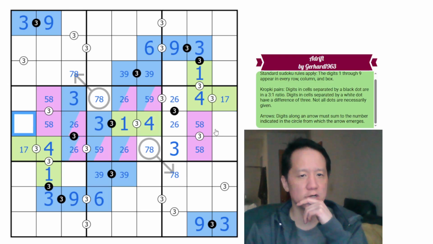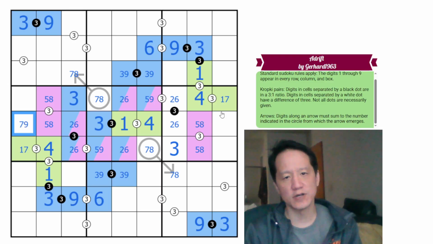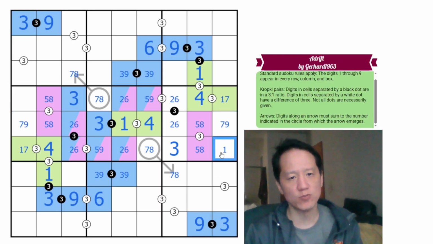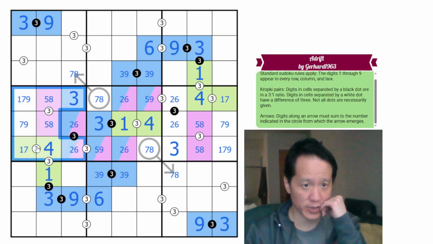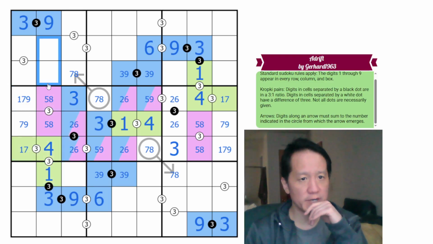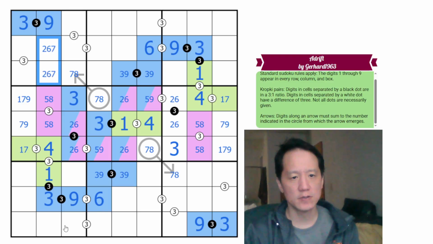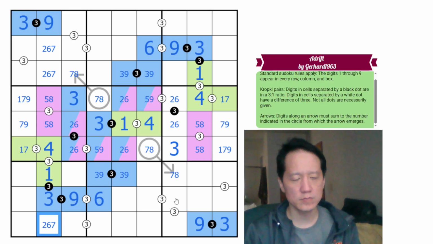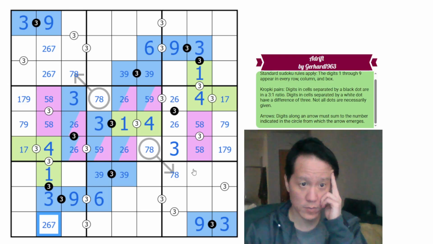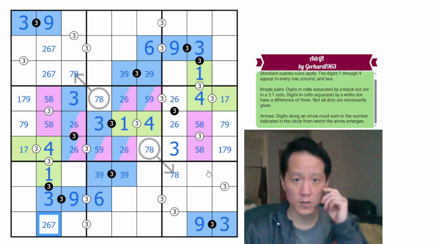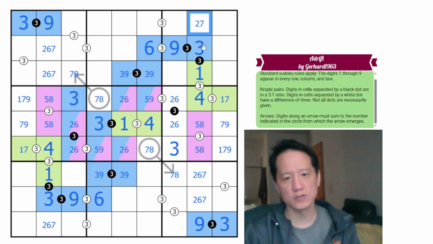The remaining digits are 7 and 9. So this is 7 or 9. This is 7 or 9. And this has to be 1, 7 or 9. This is also 1, 7 or 9 because of what's in the box already. Remaining digits here are 2, 6, and 7. This is 2, 6, or 7. These are 2, 6, or 7, and this is 2, 6, or 7.